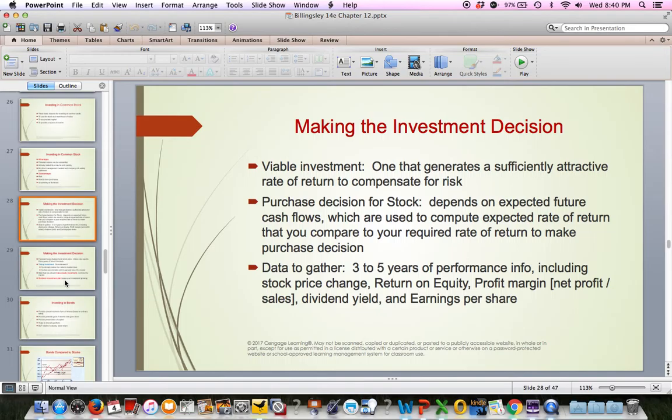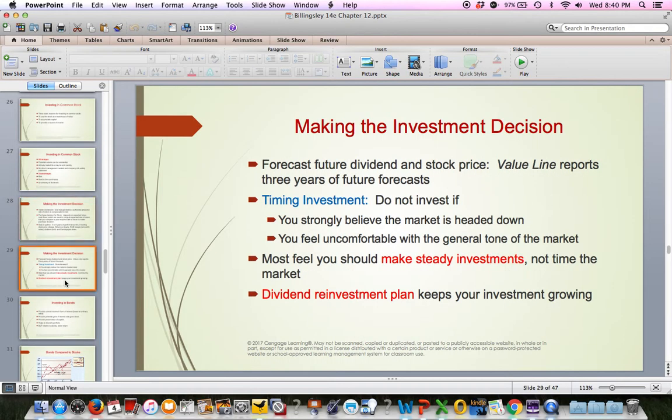So what you can do is gather 3 to 5 years worth of performance data, including stock prices and some key ratios about a particular company, like return on equity, profit margin, dividend yield, and earnings per share. Forecast the future stock price. Value Line reports 3 years of future forecasts. You can go to valueline.com and look at that.